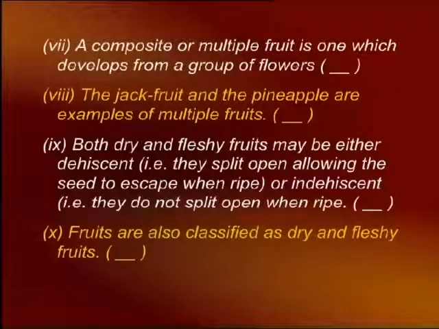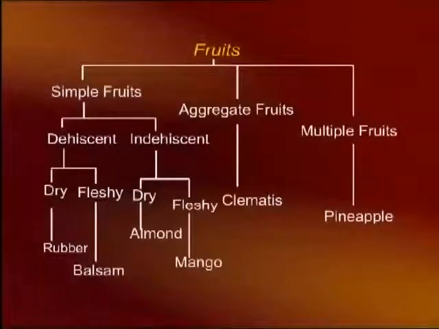Number 9, both dry and fleshy fruits may be either dehiscent, that is, they split open, allowing the seed to escape when ripe, or indehiscent, that is, they do not split open when ripe. And the last sentence is, fruits are also classified as dry and fleshy fruits. You keep looking at the tree diagram. Now, which sentence? Let's try and put these sentences in the correct order.